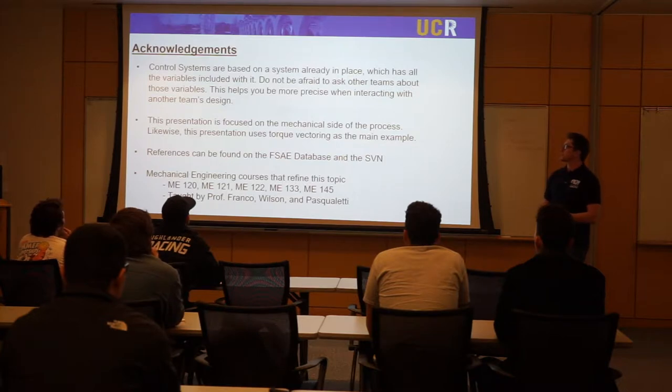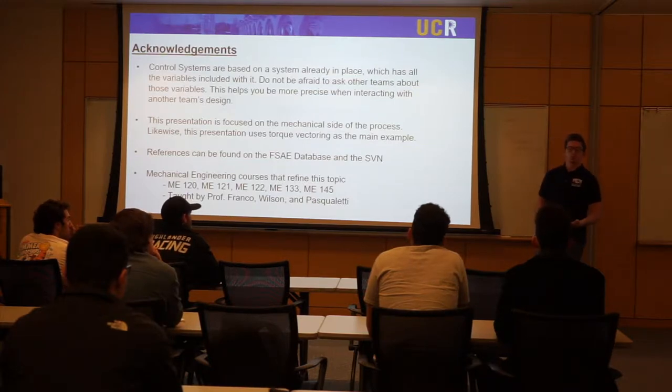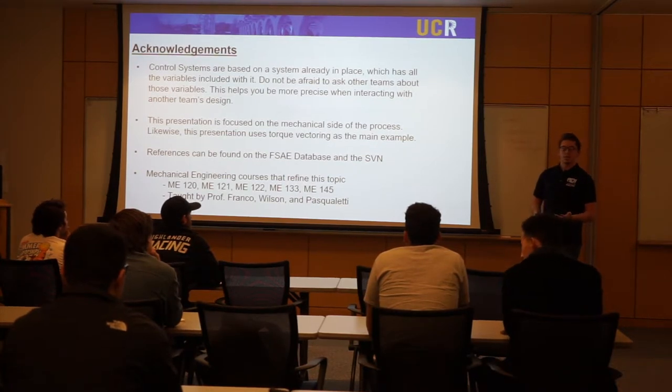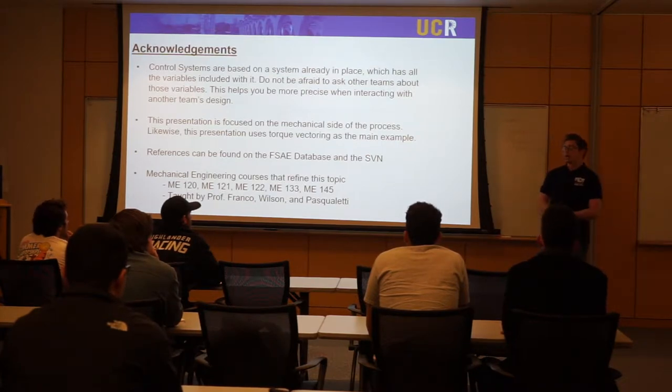Control systems are based on a system that's already in place with all the variables that are included with it. Basically saying, control system is focusing on something that already exists. Say I'm working with the engine and I'm trying to do a control system for the engine specifically, I need to know all the variables that are going on with that. I'd consult Ben over here if that were the case. If I'm talking about suspension, I'd talk to Trevor, which I actually did last week.